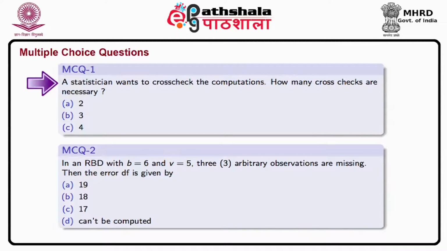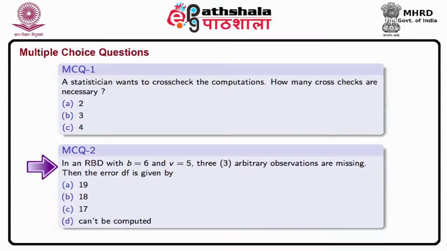Let's try to understand the problem again. So there are B blocks, 6 blocks and 5 treatments, and these are the summary statistics given. The question is, before proceeding ahead with the computation of ANOVA, sum of squares, mean square, F ratio, etc., it is better to have a cross check on this data because we don't have access to the raw data. So maybe we can check immediately and see if everything is right. So the question is, how many independent cross checks are needed to verify the computations, whether it is 2 or 3 or 4.